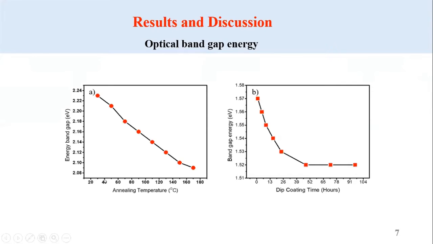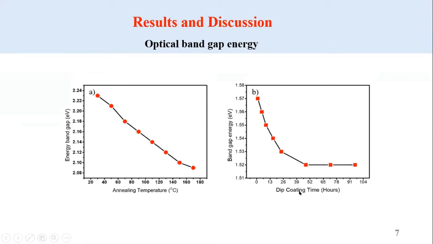So this decrease in the optical band gap energy might have resulted due to the increase in the crystalline nature of these films as a result of the reduction in the number of grain boundaries as the annealing temperatures were increased. So these results are similar to the results which were obtained by Atta and co-workers in the year 2018. And the second graph B is showing the values for the optical band gap energies for the films that were prepared in two-step solution deposition method through varying of the dip coating time. They are showing a decrease in the values for the optical band gap energies as the dip coating times were increased from 1 hour to 96.